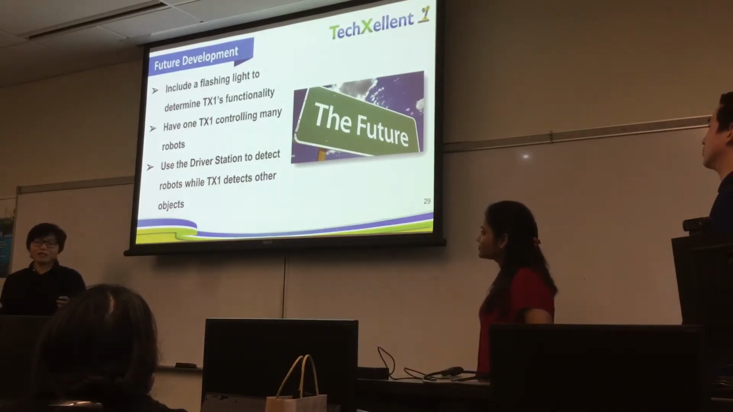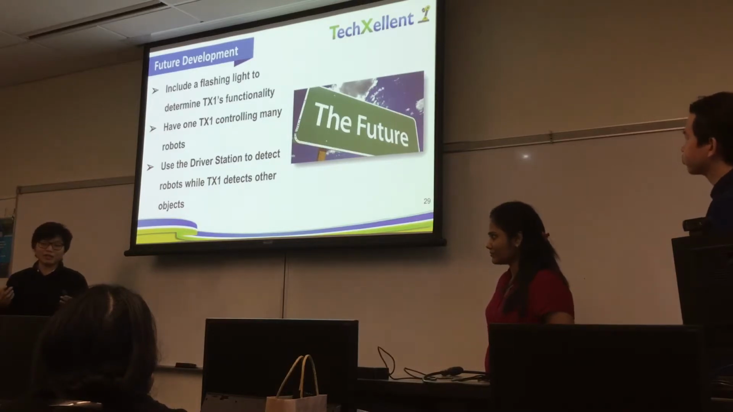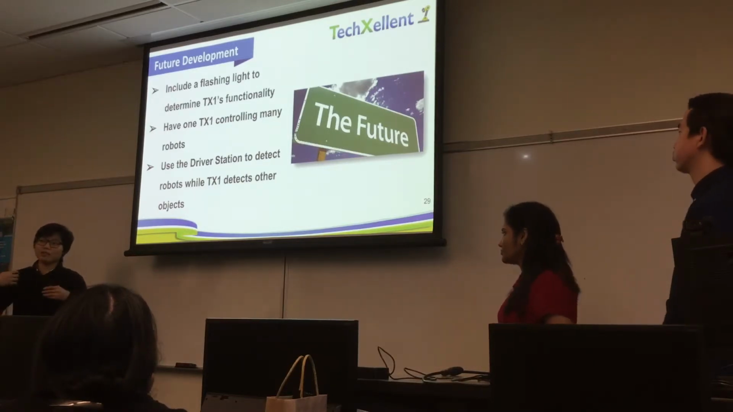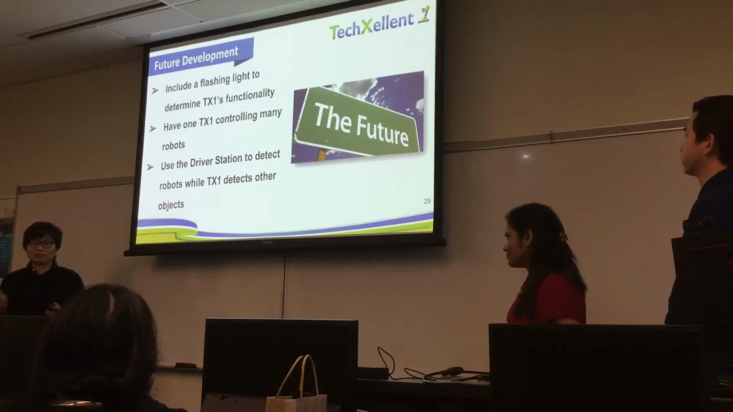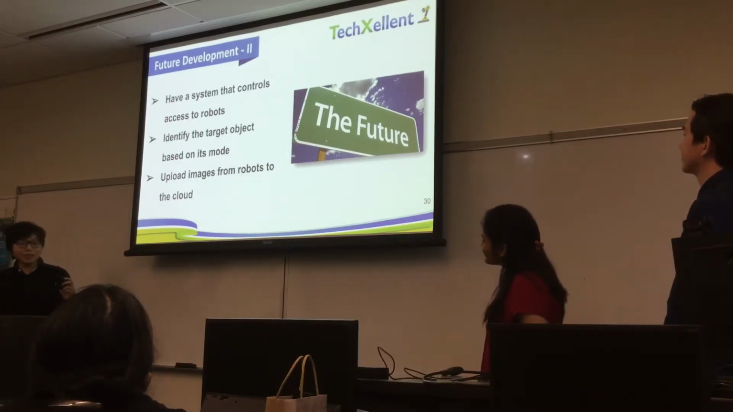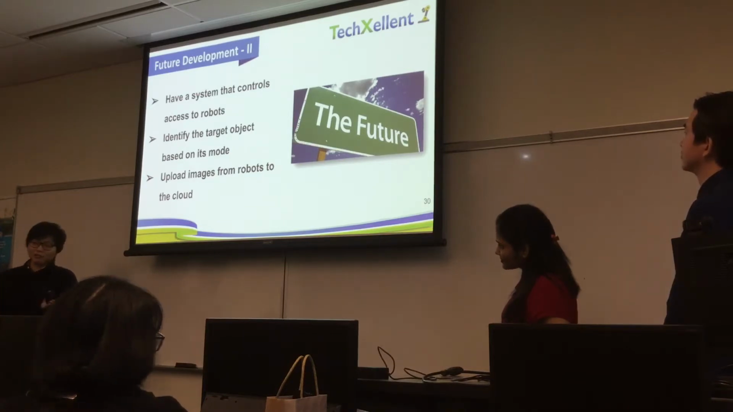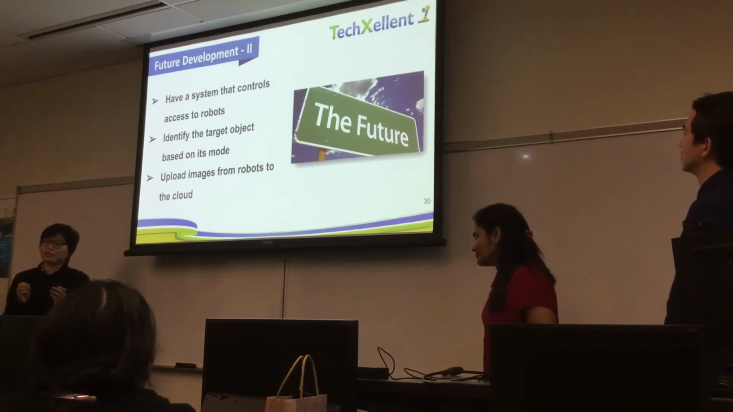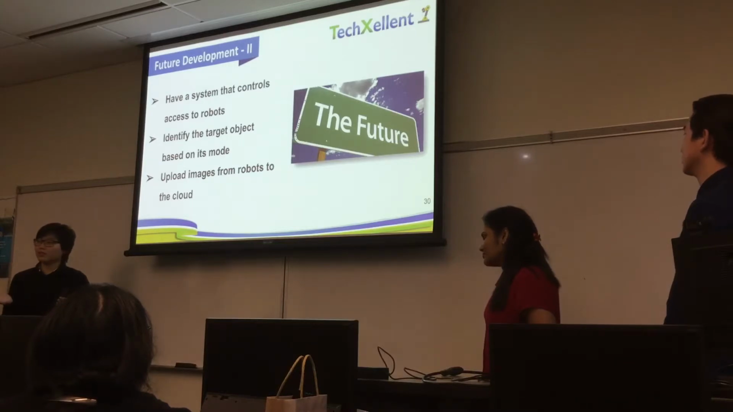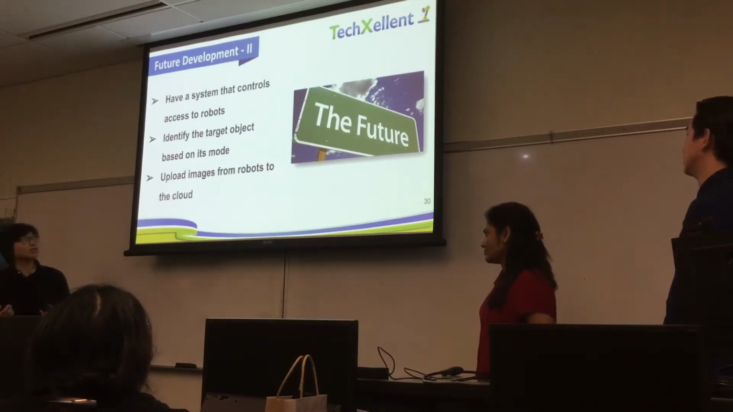Right now only the TX1 detects one object. And it would be great if the driver station can detect other robots, because it will help in preventing our robot from colliding with other robots. Good idea. And right now our security is based on the robot level, which is the network tables. So it would be a good thing if there is maybe an authentication system or something that can make sure this is the right person to control the robots.